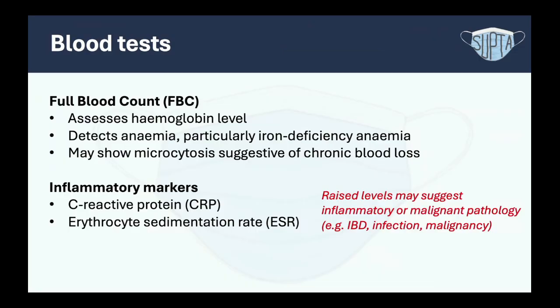The FBC might also reveal microcytosis. These are just abnormally smaller red blood cells, and these will show up as a low mean corpuscular volume, MCV, on the blood test, which is highly suggestive of chronic blood loss. Next, we have the inflammatory markers. CRP and ESR are both indications of inflammation or any underlying pathology like malignancy.